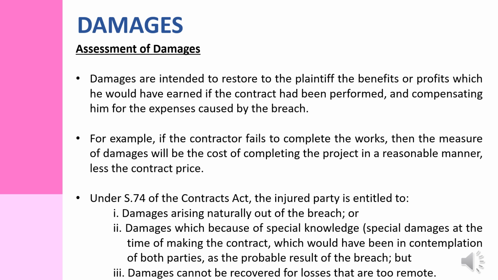Under Section 7 of the Contract Act, the injured party is entitled to damages arising naturally out of the breach, or damages which, because of special knowledge, special damages at the time of making the contract, which would have been in contemplation of both parties as the probable result of the breach, but damages cannot be recovered for losses that are too remote.